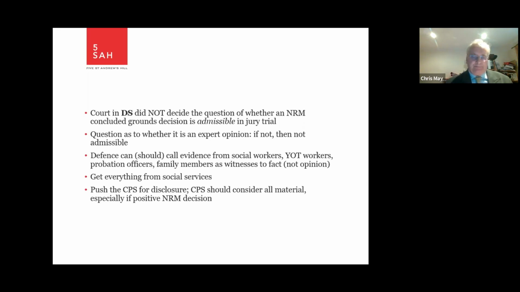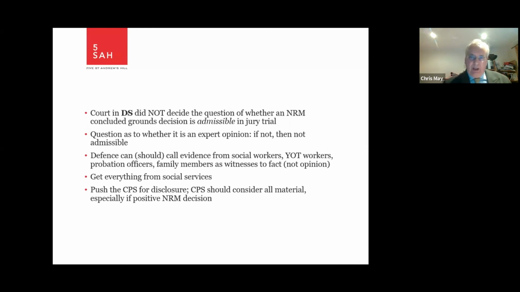So what to do when you're running the defence? Well, whether or not you get an NRM decision in, obviously the defence should call all the evidence that is potentially available. John already touched on this. It may be from social workers, youth workers, probation officers, family members, bearing in mind that what they can give is evidence of fact, not of opinion. What they can't say is, in my view, he's been exploited. What they can do is say, since XYZ happened, his behaviour has changed. He used to be somebody who behaved like this, he now behaves in a different way.